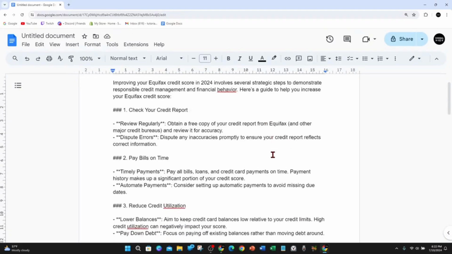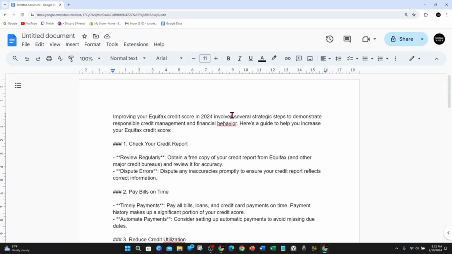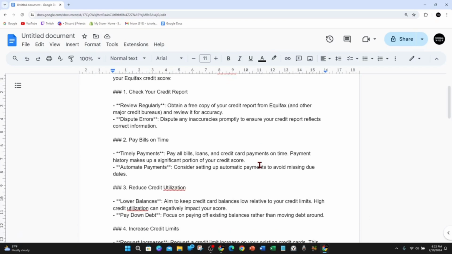Alright, I've compiled a list of about 10 different ways to help improve your credit score with Equifax. This involves several strategies. So the first one here is to check your credit report. Obtain a free copy of your credit report from Equifax and other major credit bureaus and review it for accuracy. And then from there, dispute any inaccuracies promptly to ensure your credit report reflects correct information.